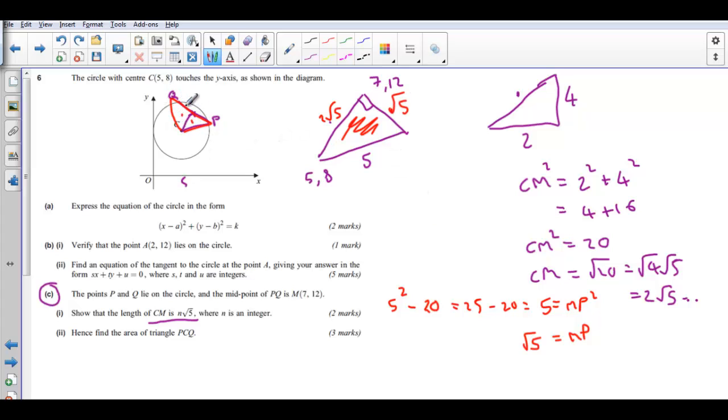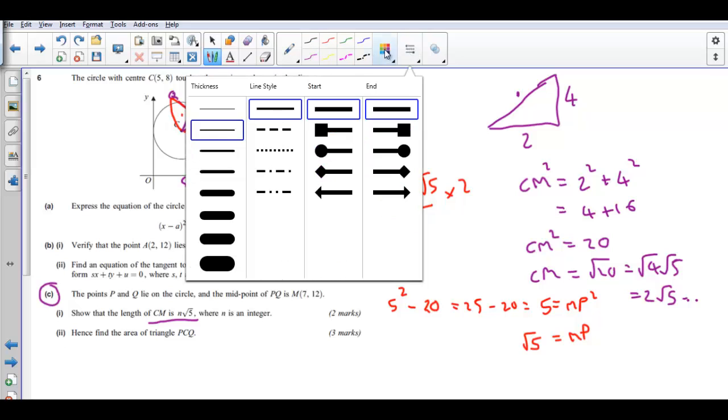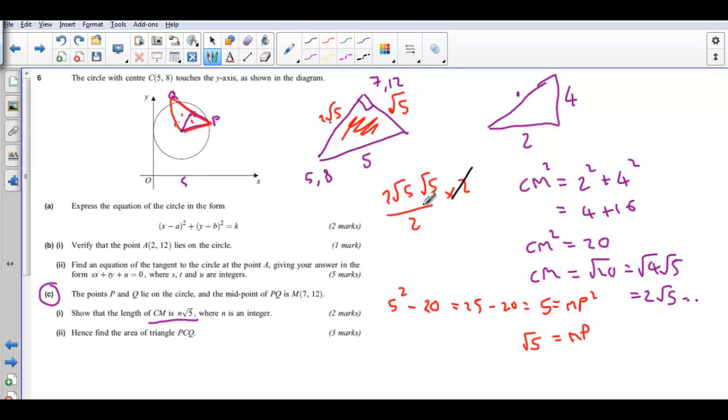Okay, to get the area of that whole triangle, we're going to take the area of this single triangle and we're going to double it. The area of the single triangle will be 2 root 5 times root 5 divided by 2. But then because we're doubling it, we're going to times it by 2 afterwards. So you can probably see that the divide by 2 times by 2 is going to cancel. So the area of our triangle PCQ is going to be equal to 2 times root 5 times root 5, which is 5, which is equal to 10. That's our area of the triangle. Let's just check the mark scheme.